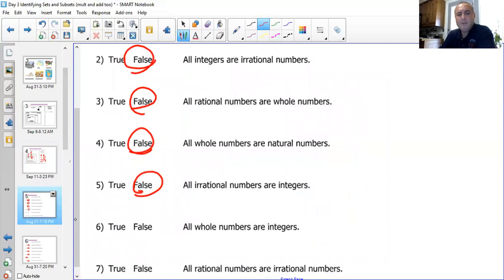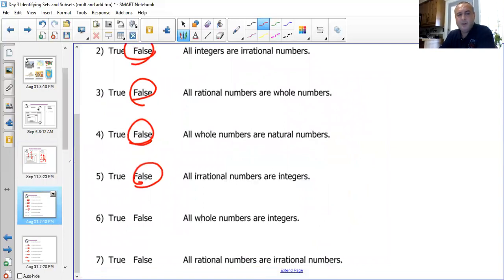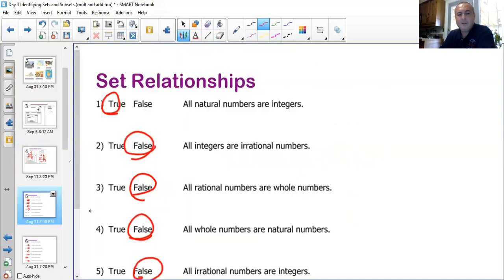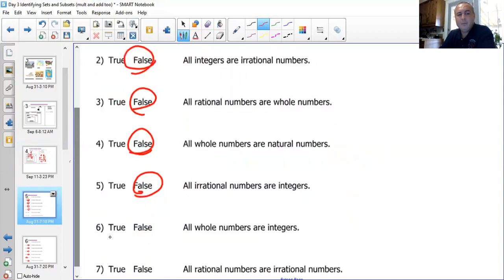All whole numbers are integers. We're going to start here at whole, go to integers. There we go. We got an arrow going up. So that is going to be true.